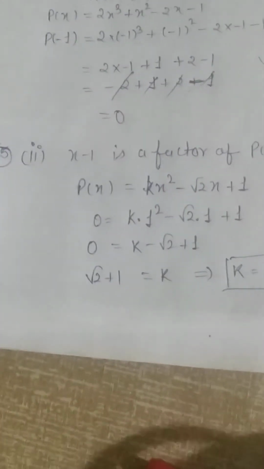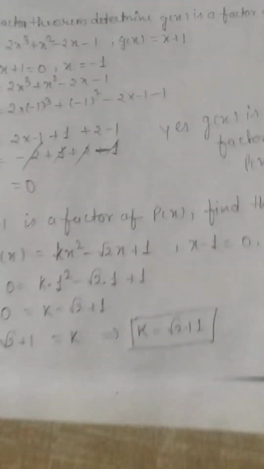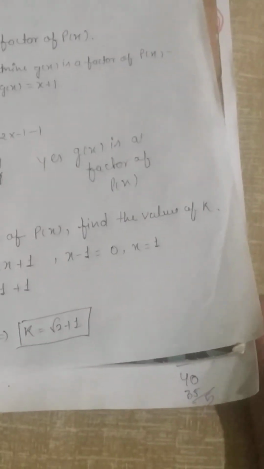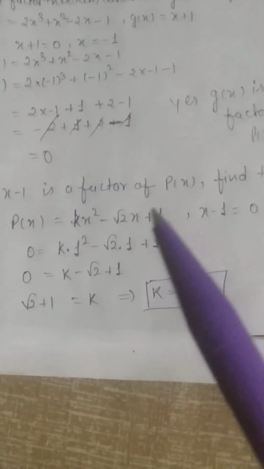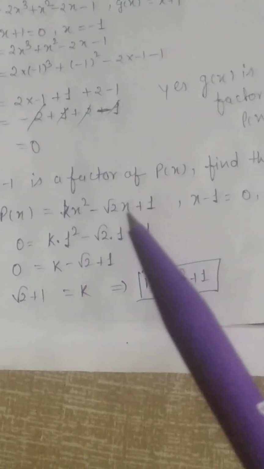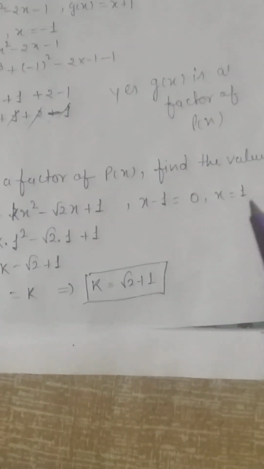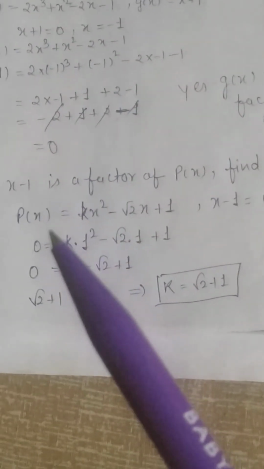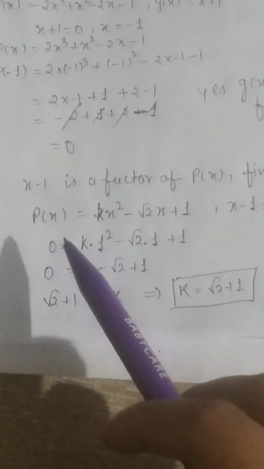Now see question number 3. In question number 3, as I told you earlier, the factor is given, so everything is given, and you have to find the value of k. They are saying x minus 1 is a factor of p(x), find the value of k. What will we do? p(x) is given as kx square minus root 2 x plus 1, and x minus 1 is equal to 0, so x is equal to 1. In the place of x we will put 1, but it is given that x minus 1 is a factor of this, so the value of this will be 0.